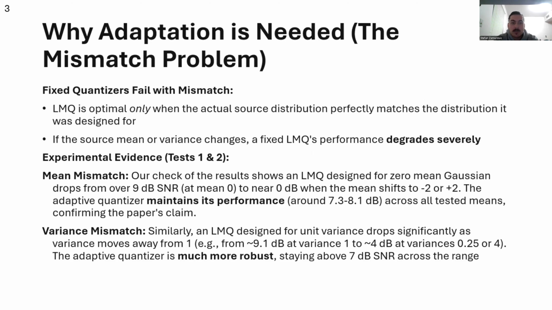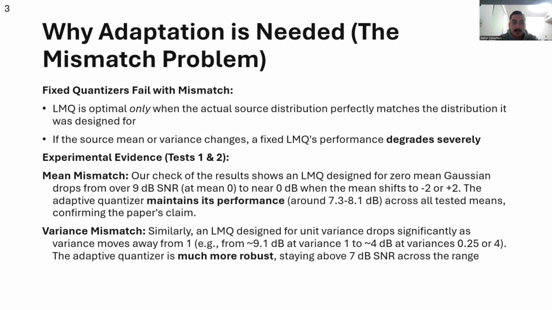This slide illustrates why adaptation is crucial. A fixed quantizer like the LMQ is only optimal when the source matches the statistics it's designed for. When the source statistics don't match, a problem we call mismatch, the performance degrades severely. We can see this clearly from some tests conducted based on the methods described in the paper.